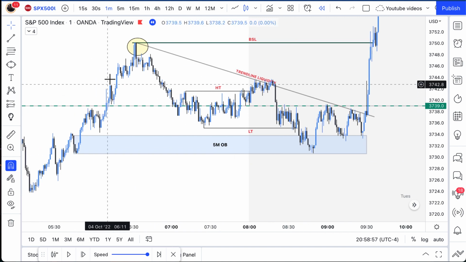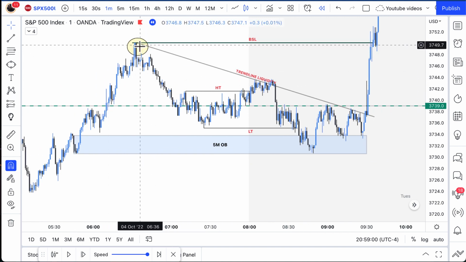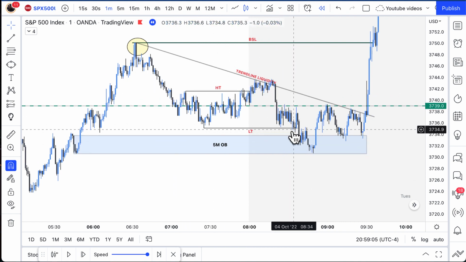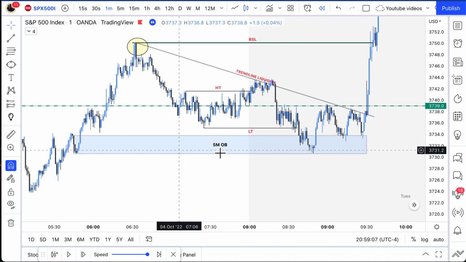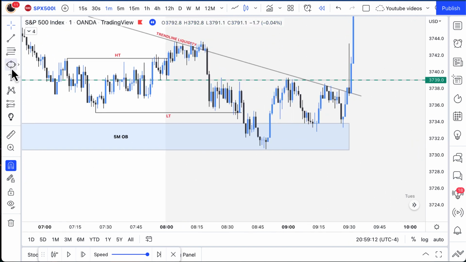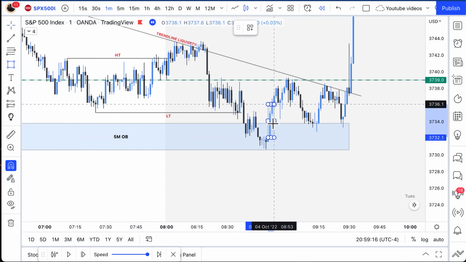So we see that during London, it created a high with an algorithmic glitch. It came down, took out short-term buy-side, highs taken, took out short-term sell side, lows taken, tapped right into that 5 minute order block. And what did we do? We waited for a reaction, and that's exactly what we got. We got a reaction to the upside.